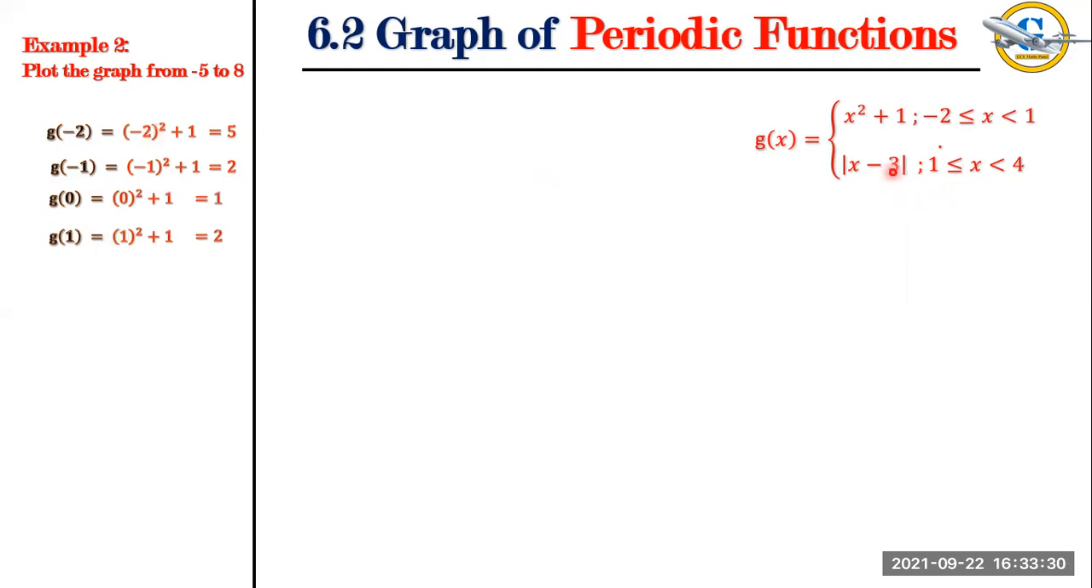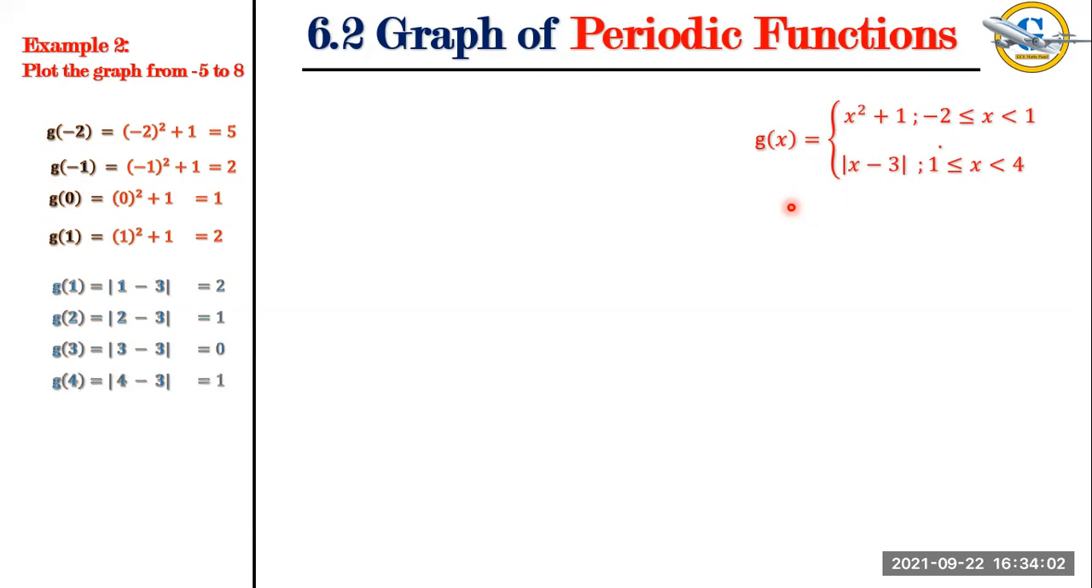Now, the definition continues with the second part of the function from 1 to 4, so we use the second function. g of 1 will be the absolute value of 1 minus 3. 1 minus 3 is -2, and the absolute value of -2 is 2. Then g of 2 is the absolute value of 2 minus 3, which is 1. g of 3 is the absolute value of 3 minus 3, which is 0. And the absolute value of 4 minus 3 is equal to 1.